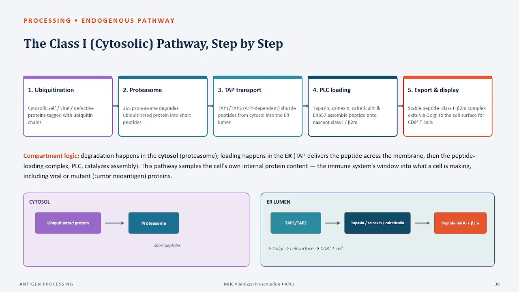The proteasome degradation also occurs in the cytosol, where the 26S proteasome breaks down the tagged ubiquitinated proteins. The proteins are chopped into short fragments known as peptides, followed by TAP transport, where they move from the cytosol to the endoplasmic reticulum lumen. So TAP1, TAP2, an ATP dependent transporter system, shuttles the short peptides across the membrane, and the peptides travel from the cytosol to the endoplasmic reticulum lumen.